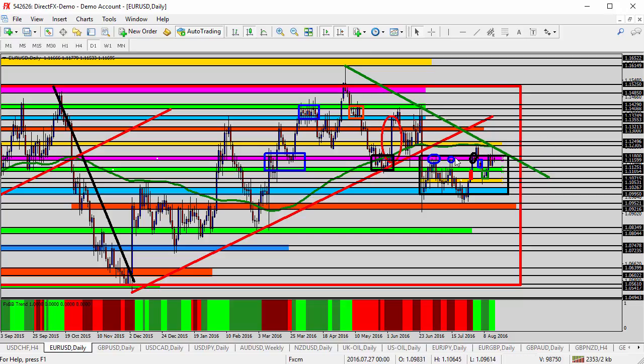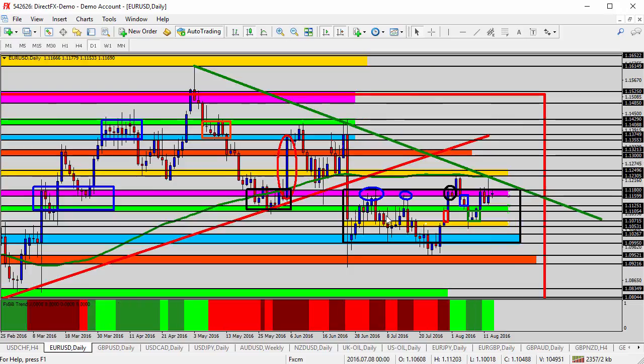We've been in somewhat of a consolidation range here as well for the euro dollar, the black box, since the Brexit news. Let's go ahead and zoom it in one time. Since the Brexit news over here on the left of the black box, we've been inside this range.